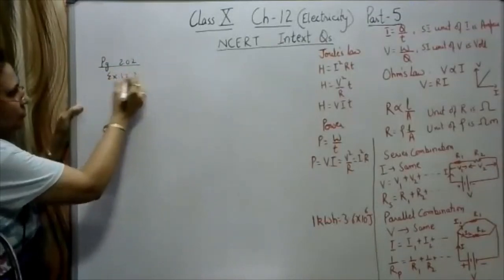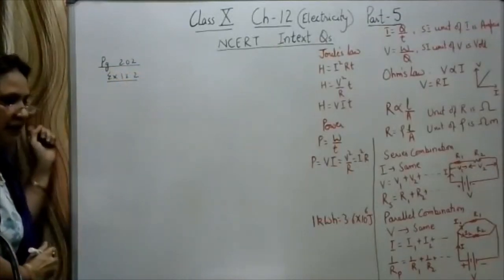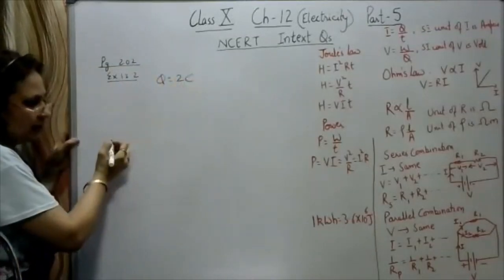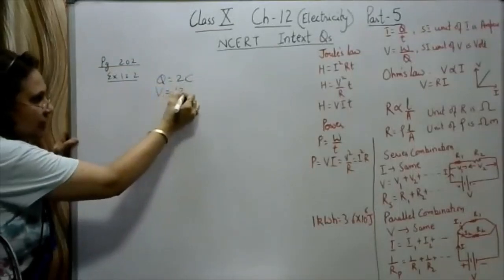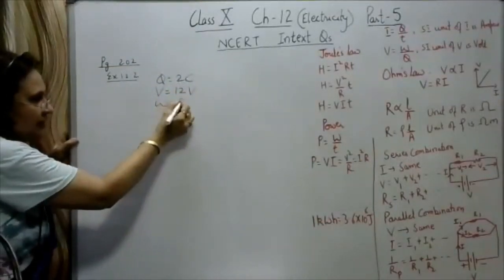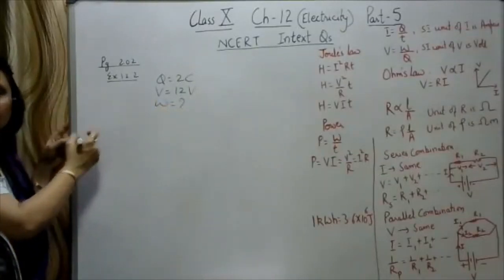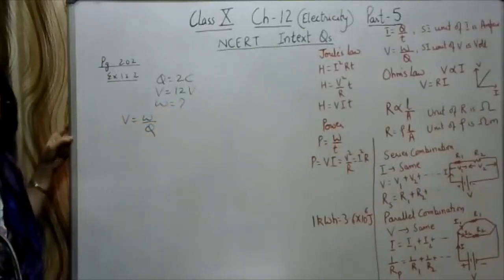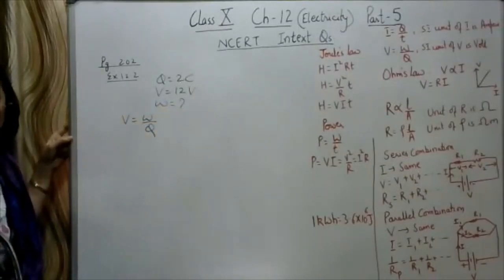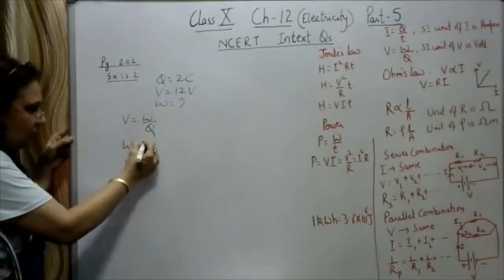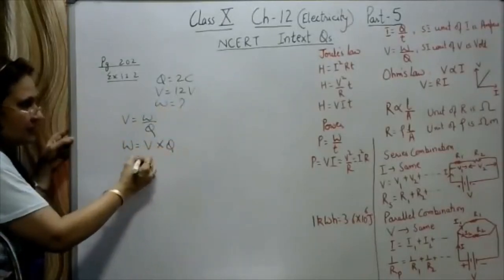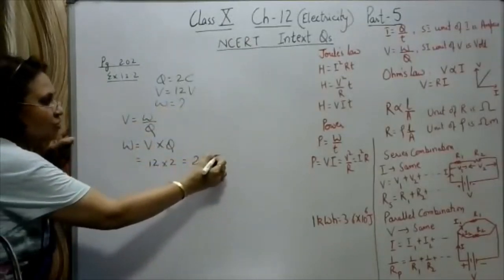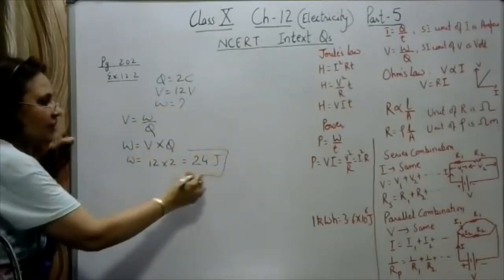On page 202, example 12.2, which is a solved question. It is given: how much work is done in moving a charge of 2 coulombs across 2 points having a potential difference of 12 volts. So here you have to determine the work done. We know that the potential difference is equal to work done per unit charge. So from here, work done is equal to potential difference into the charge. Substituting the values, 12 into 2, which is equal to 24 joules. So the work done is equal to 24 joules.